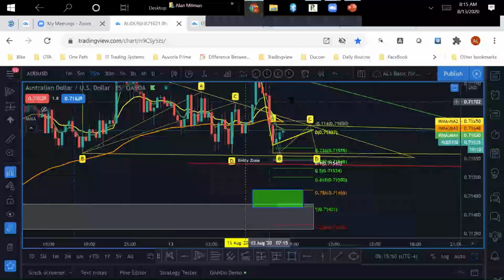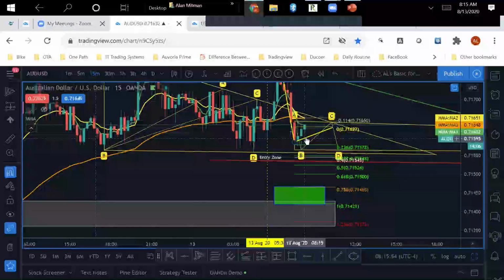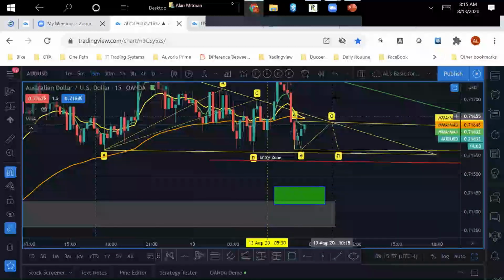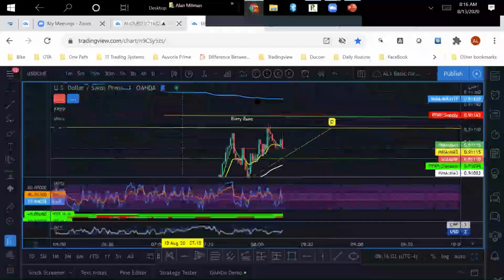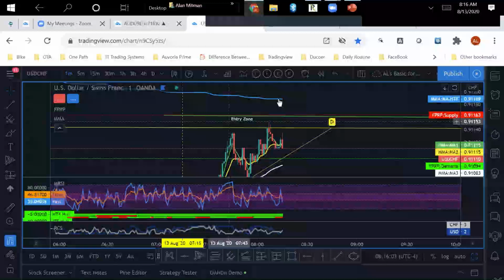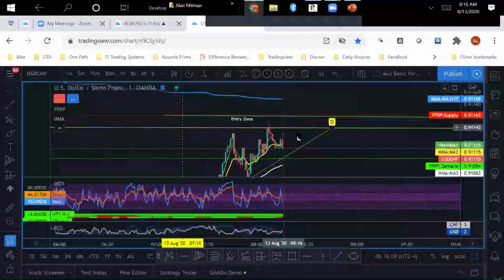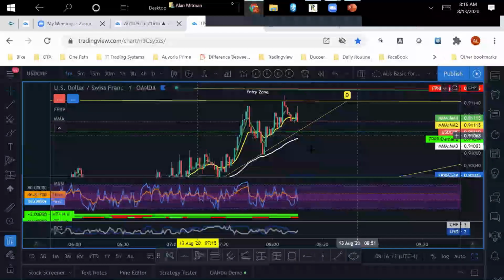US Swiss is respecting the top of the wedge right now. It keeps getting close to breaking and it just won't do it. It doesn't surprise me, especially with this moving average way up here. If it does break out, you're not going to have a lot of room to go with that. You probably have a little bit more room to the downside.